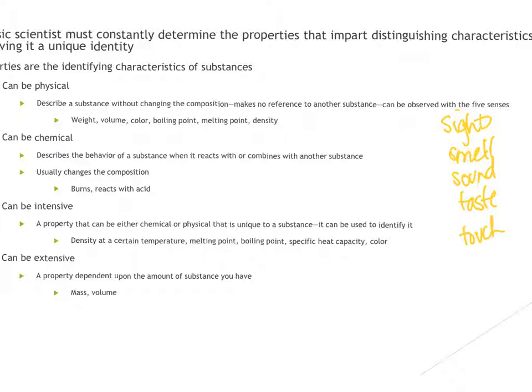A property can also be chemical. A chemical property describes the behavior of a substance when it reacts or combines with another substance. In chemistry class, we said this is going to be a change in the composition. If you test a chemical property, you're not going to be able to go back. You're going to change the composition of the substance. Something like it burns, and usually when they say something burns, it burns in the presence of oxygen or in air. It might react with hydrochloric acid. So things like flammability and reactivity are chemical properties.